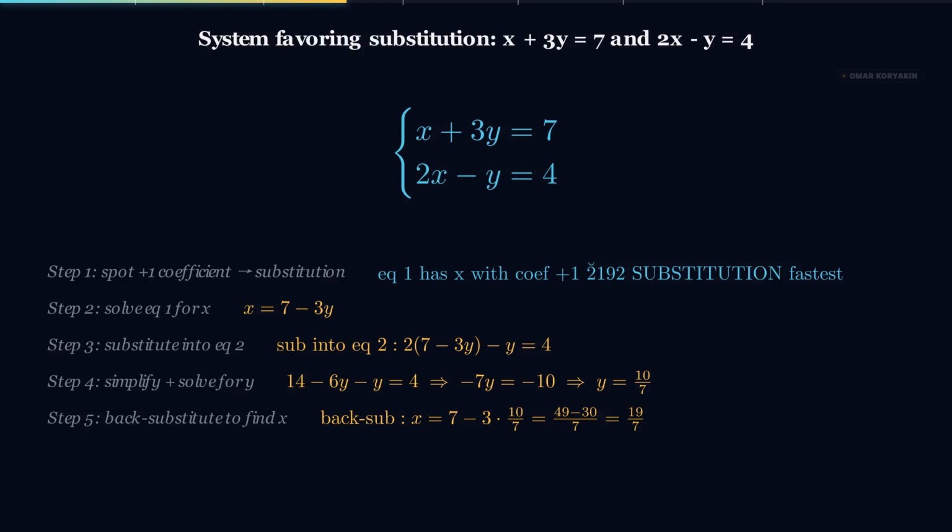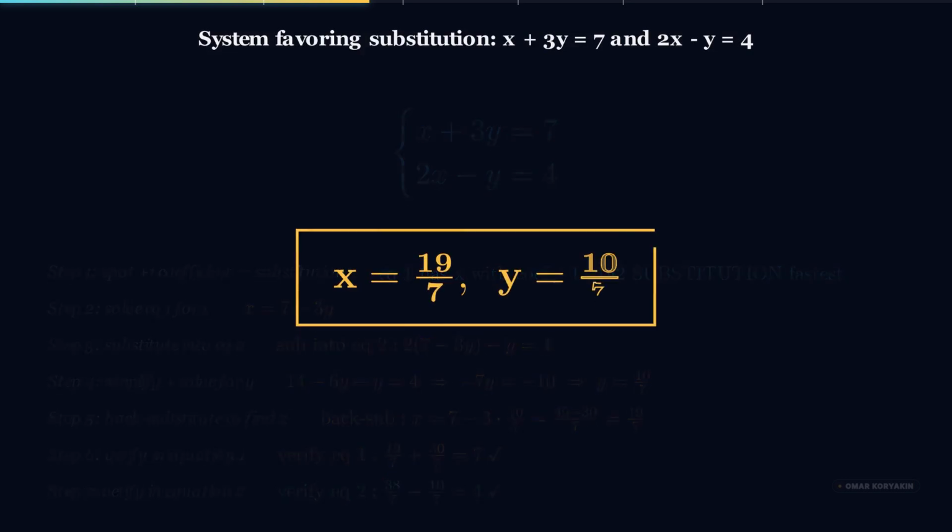Step 5. Verify in both originals. First equation: 19 over 7 plus 3 times 10 over 7 equals 19 over 7 plus 30 over 7 equals 49 over 7 equals 7. Match. Second equation: 2 times 19 over 7 minus 10 over 7 equals 38 over 7 minus 10 over 7 equals 28 over 7 equals 4. Match. So the solution is x equals 19 sevenths and y equals 10 sevenths.